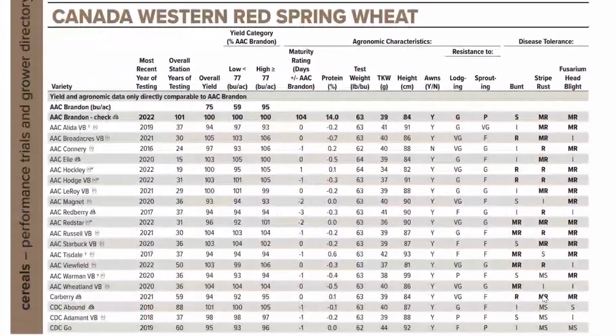So here again, the same Canadian Western Red Spring wheat table that we just looked at, and we're going to zone in on this maturity rating column. So you can see that Brandon is listed as having an overall average maturity of 104 days. And again, that's average, and weather conditions, as you all know, will affect that.